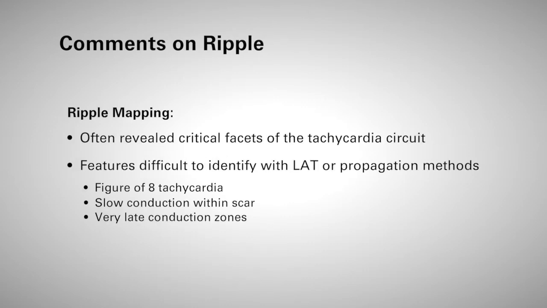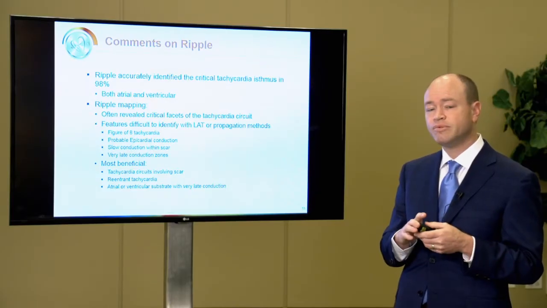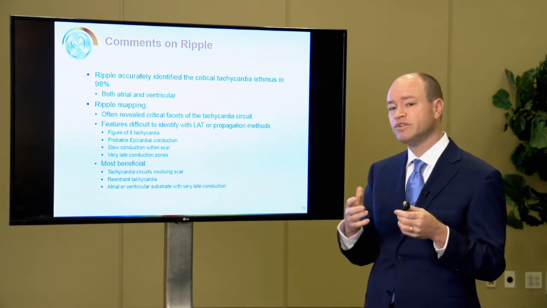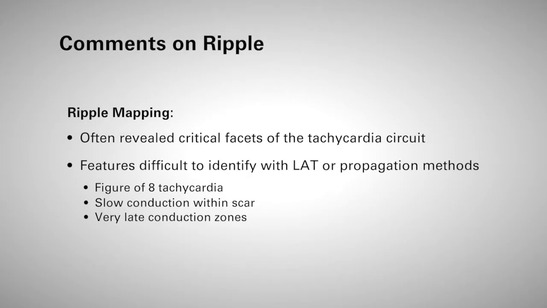I found in my experience that Ripple mapping often revealed critical facets of the tachycardia that were otherwise very difficult to appreciate, particularly zones of slow conduction within scar. Figure-of-8 tachycardia has become much more easily visualized with this method. All of these elements that were key to ablating simple to complex rhythms are displayed actively.